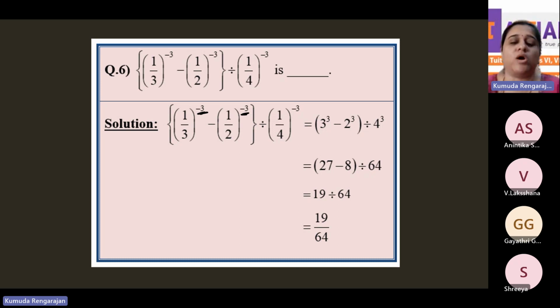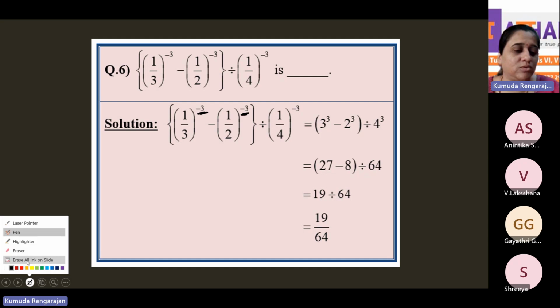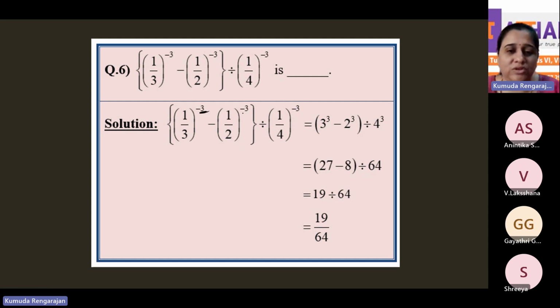So make the power positive. That's the first step. Once you make the power positive, your question will look like subtraction or addition of fractions or numbers. That's all you can do. So when the power is minus 3, you have to simplify using the usual method of taking LCM or something like that. So the power is negative.